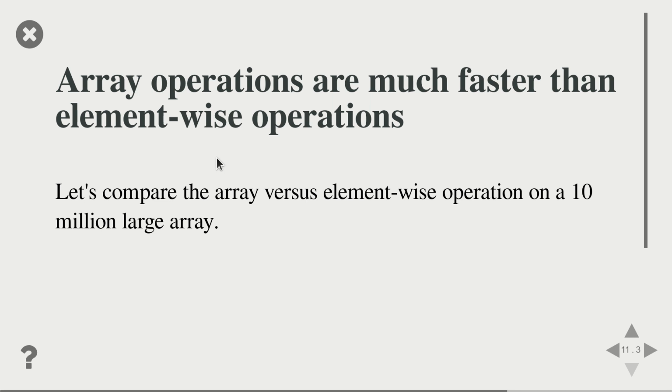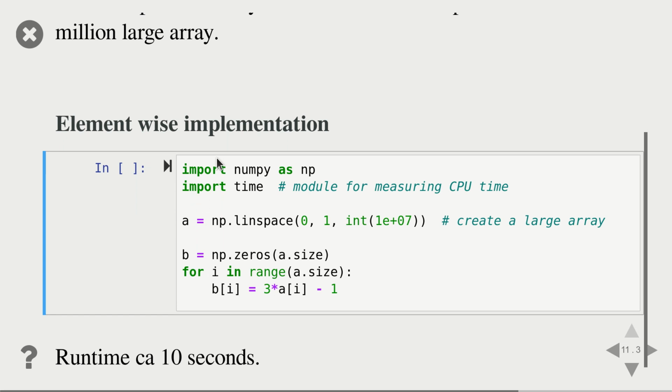So let's compare doing this element-wise operation versus a loop on an array that has 10 million entries. Here is the implementation where you loop over all the entries. I just create a new array of the same size with zeros. Then I loop over all the entries, and I perform the computation element-wise. And if you time that, you get a runtime of roughly 10 seconds.